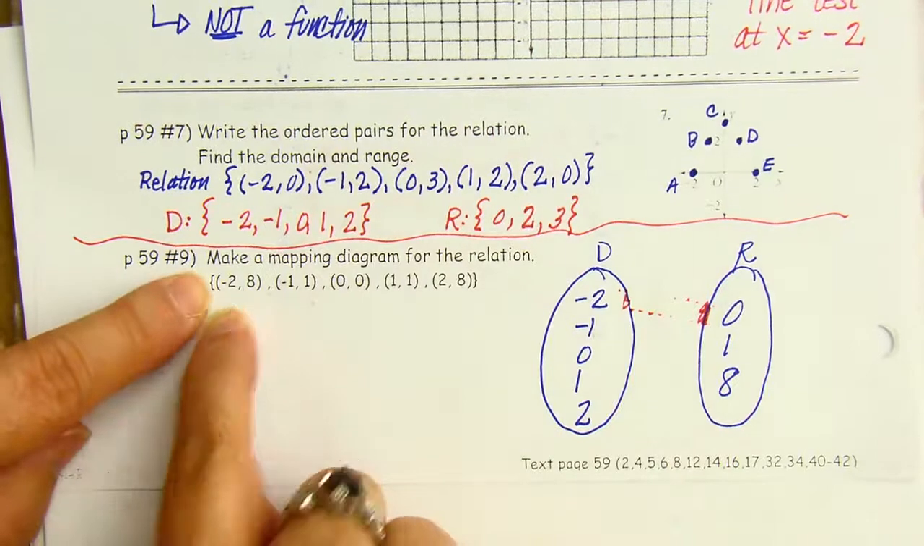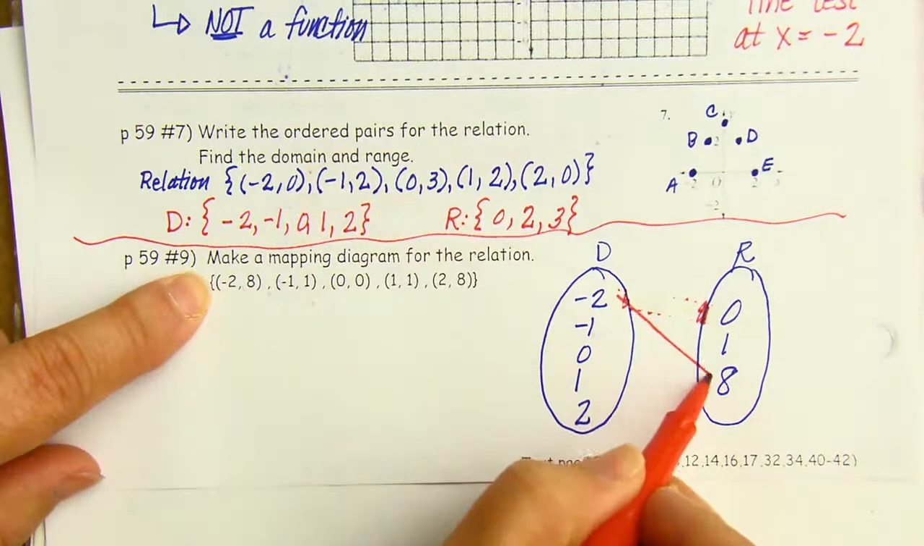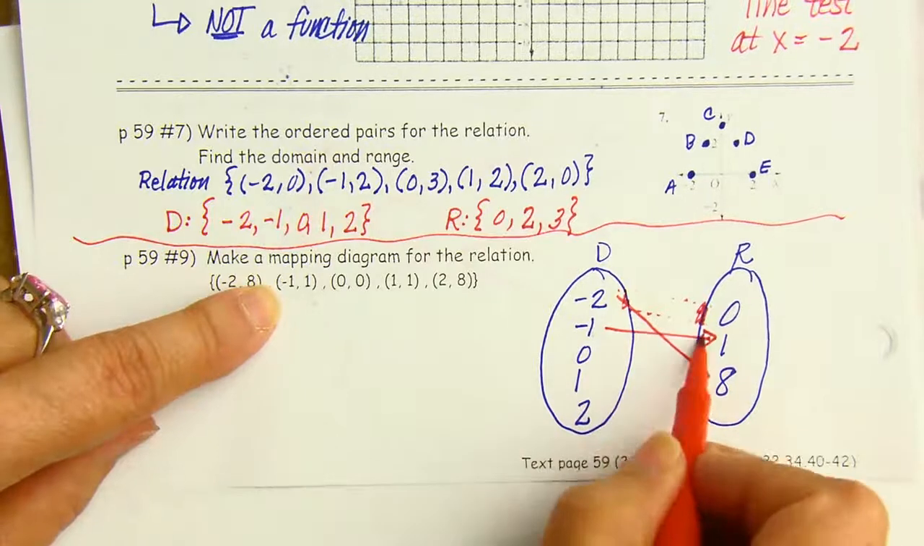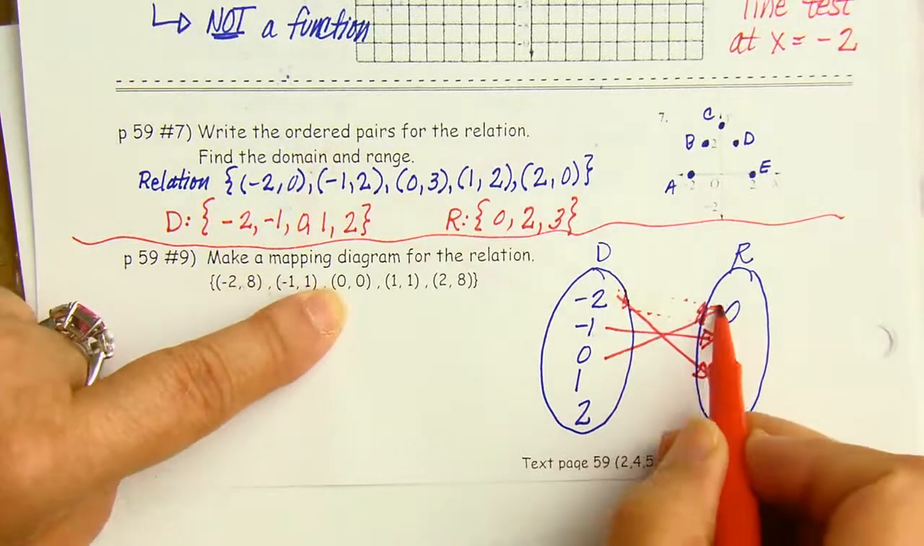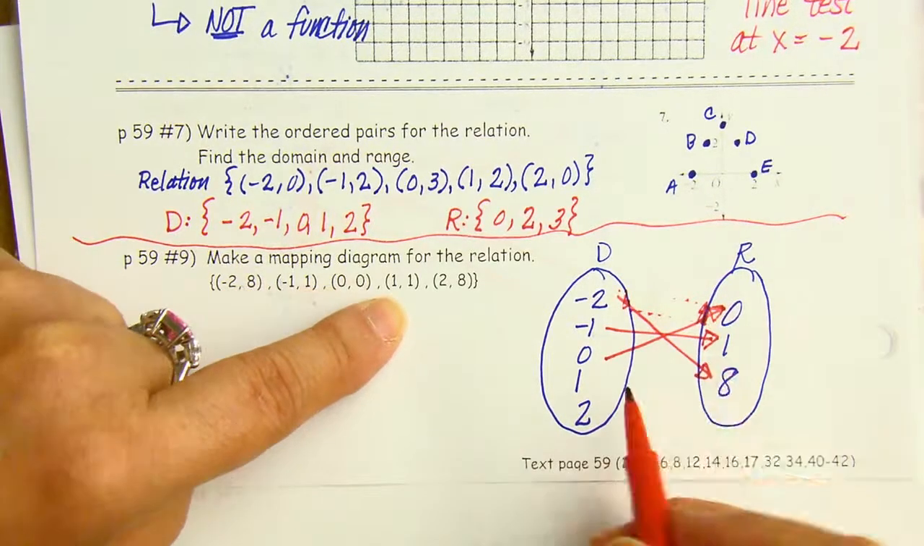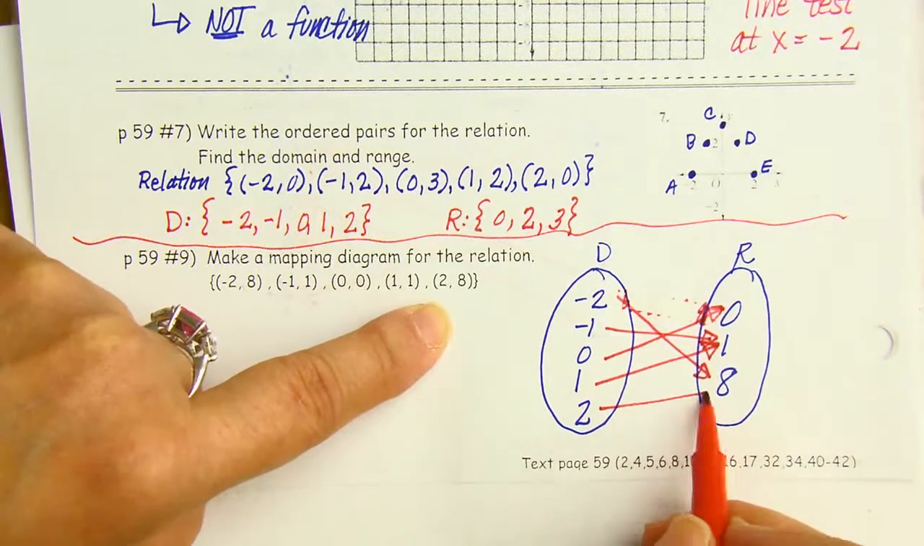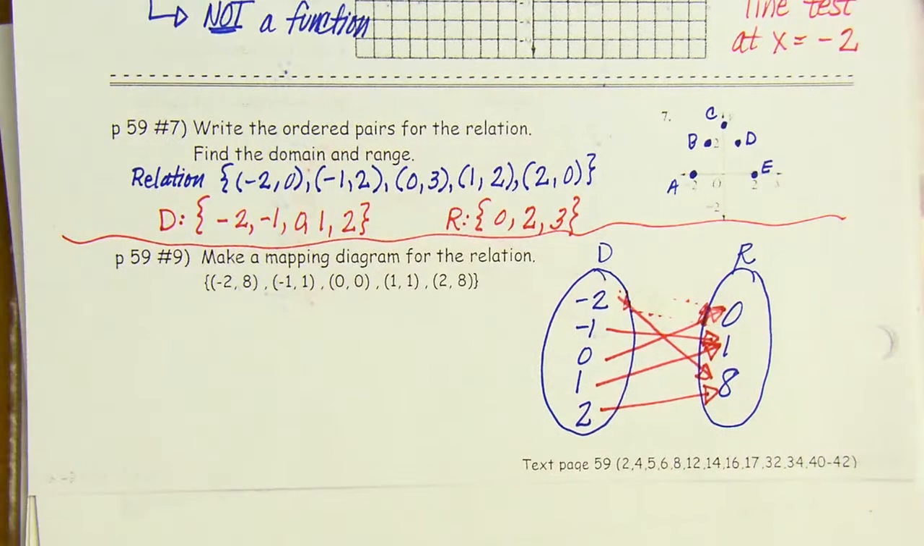-2 gets paired with +8. -1 gets paired with +1. 0 goes to 0, 1 goes to 1, and 2 goes to 8. Okay, so there's my mapping diagram, and again, it helps if you are looking at the correct relation when you're making your mapping diagram.